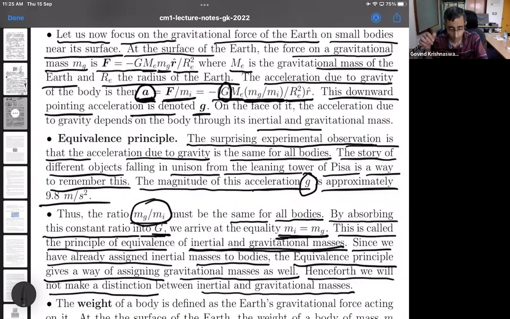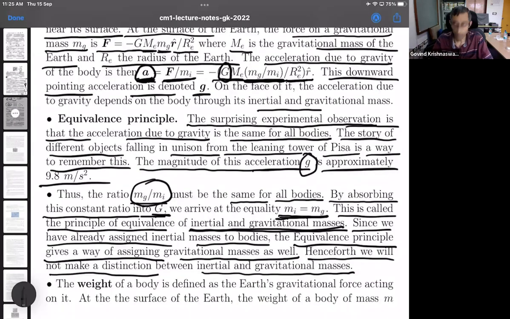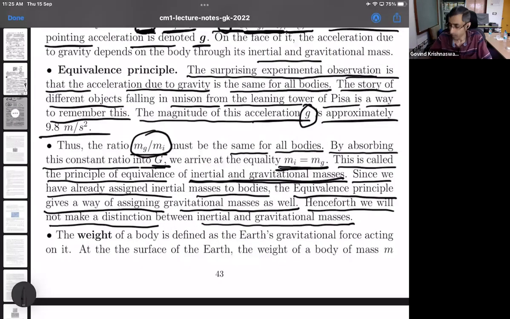Okay, so the key observation, even if you didn't follow my argument, the thing to remember really is that all bodies, irrespective of their constitution, size, shape, etc., accelerate in the same manner above the surface of the Earth. This is an absolutely remarkable observation, which I would like you to take away. Any question about this?